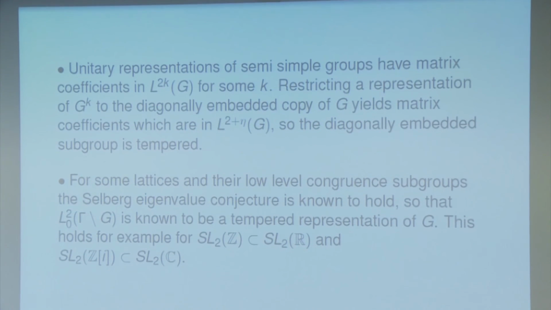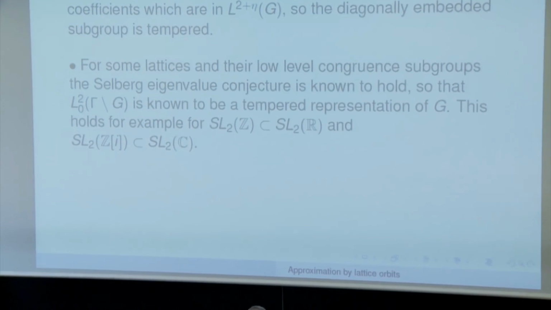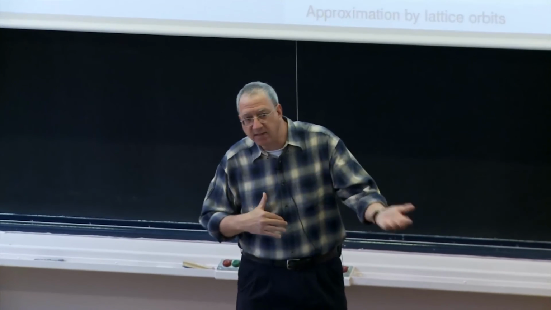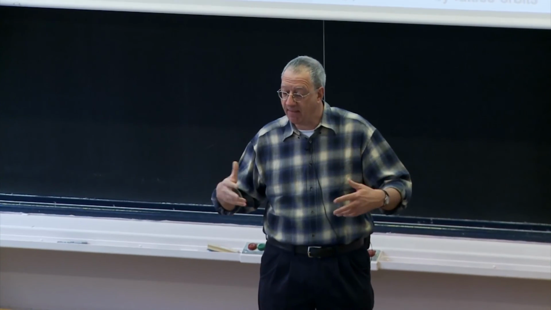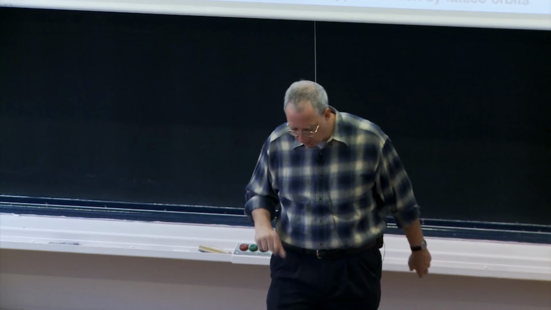Finally, and that's just to explain the remarks I started with, for some lattices and their low-level congruence subgroups, the Selberg eigenvalue conjecture is known to hold, so that L2 of G mod gamma is known to be a tempered representation of G, which is a much, much more stringent condition. This holds, for example, for SL2Z in SL2R and for SL2 of Z[i] in SL2C, but it's not known in general. That accounts for the fact that sometimes we can do Diophantine approximation in the real or the complex plane by Gaussian or Eisenstein integers, but not by other integers, because we don't know this spectral gap, although it may well hold. Okay, so thank you very much for your patience.